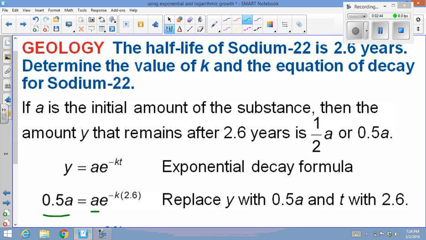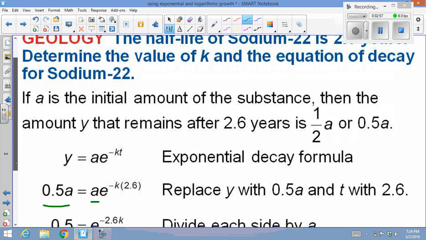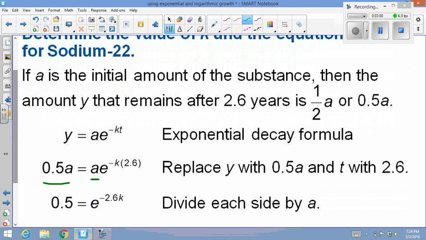For instance, if I started with 6, I would have half of 6, which would be 3. But since I start with A, I'm going to have half of A. So from there, I'm just going to solve the equation. I'm going to get the like terms together, so I'm going to divide both sides by A. When I divide both sides by A, the A's just cancel out. So I'm left with 0.5 equals e to the negative 2.6k.